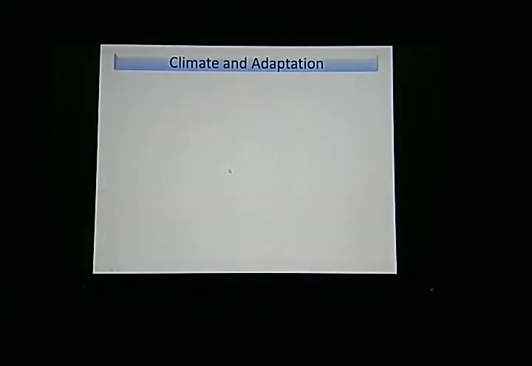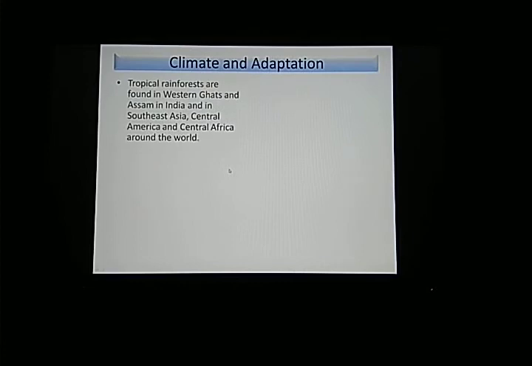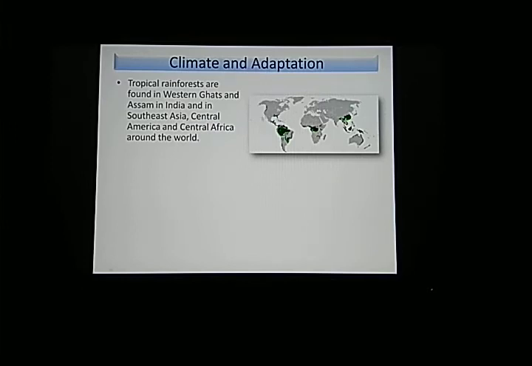Now moving on. Tropical rainforests are found in Western Ghats and Assam in India, and in Southeast Asia, Central America and Central Africa around the world. So if you see in the world map, you can see only in these regions the tropical rainforests are found. Here in India, in the Western Ghats, that means near the western coastal regions, there is the Western Ghats. Then in Assam, this region.